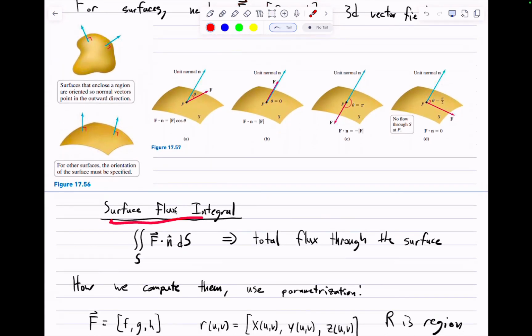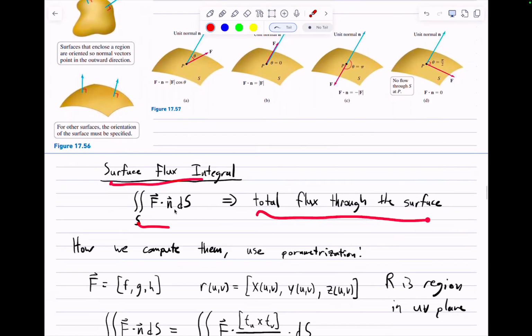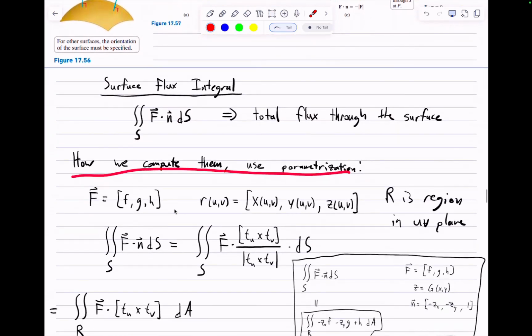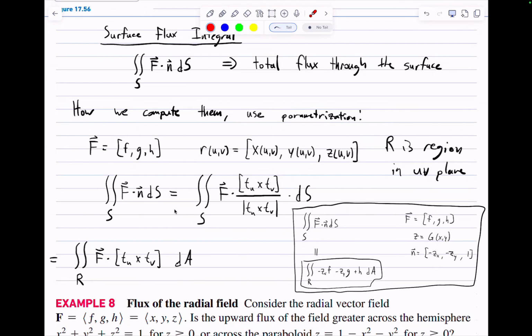And so what it represents physically is the total flux of the surface. We're computing this dot product at every point on the surface and saying how much of my vector field is escaping through my surface and going through. And so how we compute it is we have to use parameterization. And so the way we do that with a parameterized surface is, you have some vector field f, g, and h. You have some parameterized surface r of u and v. R is going to be a region in the uv plane. Then the way you compute this is you plug in the parameterization into f, and the normal vector is just the cross product of the 2 tangent vectors divided by its magnitude.